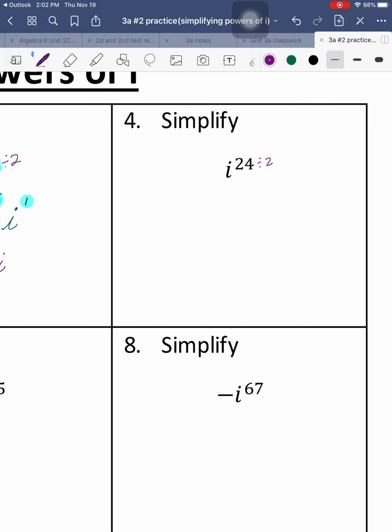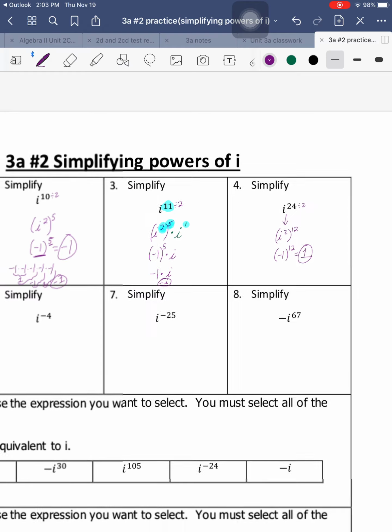i to the 24th. So divide that by 2. That's 12. 2 times 12 is 24, so that works out. These are equivalent. And convert i squared to negative 1. Negative 1 to the 12th. So now it's to an even power. You can write it all out, but negative 1 to an even power is always going to be a positive number. So it's positive 1.